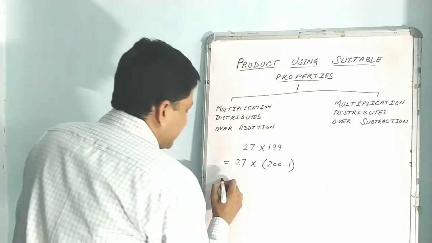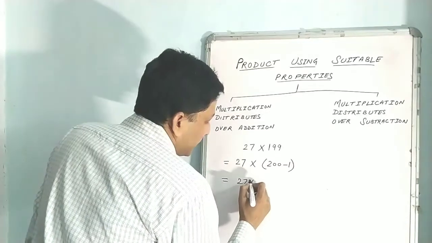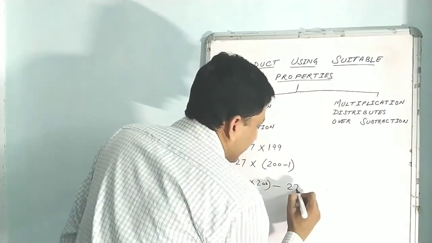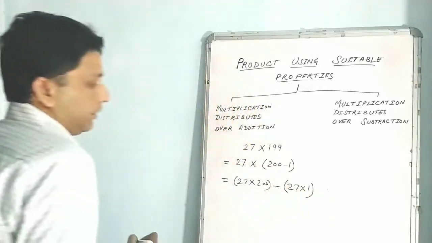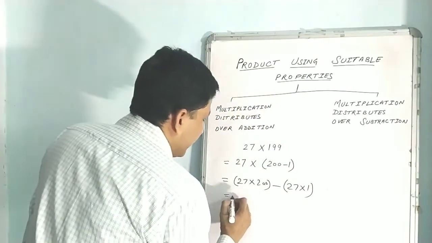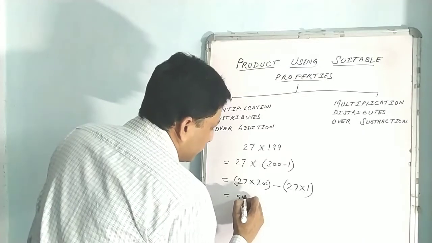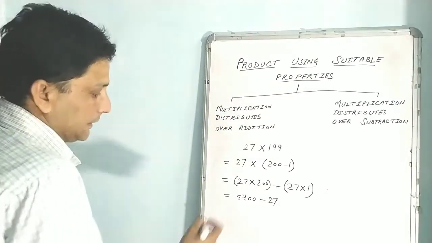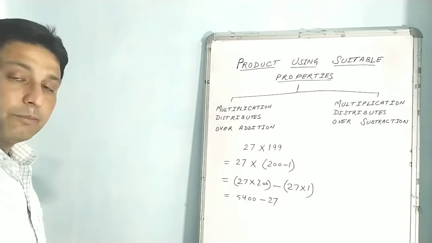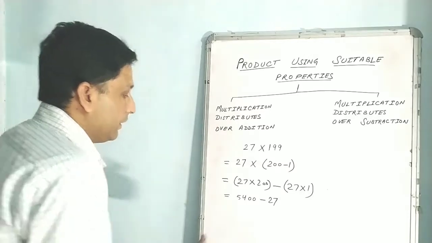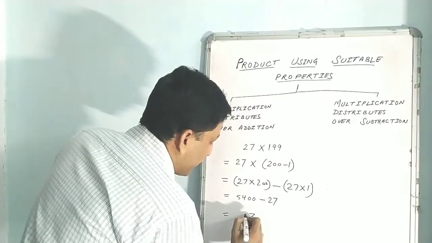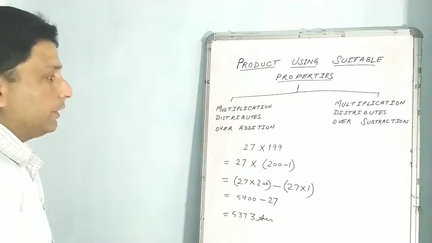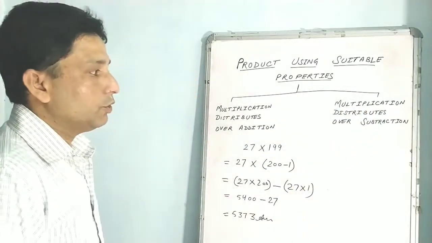Now in the next step we will multiply minus 27 into 200 in bracket, then minus 27 into 1. Now here after multiplying we will get minus 5400 minus 27. Now here you can see that both integers are in the subtraction form, so after subtracting we will get minus 5373. That is the final answer, and this property is known as multiplication distributes over subtraction.